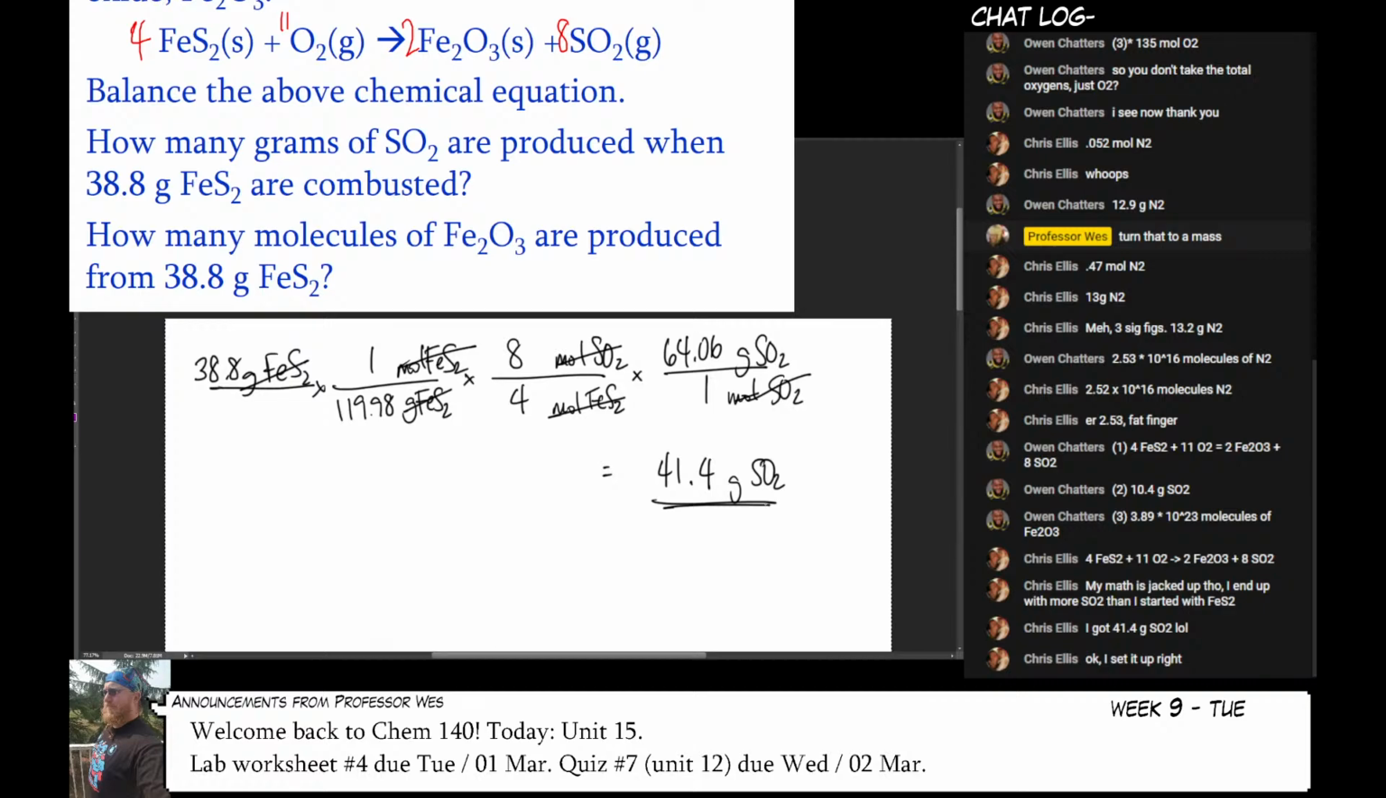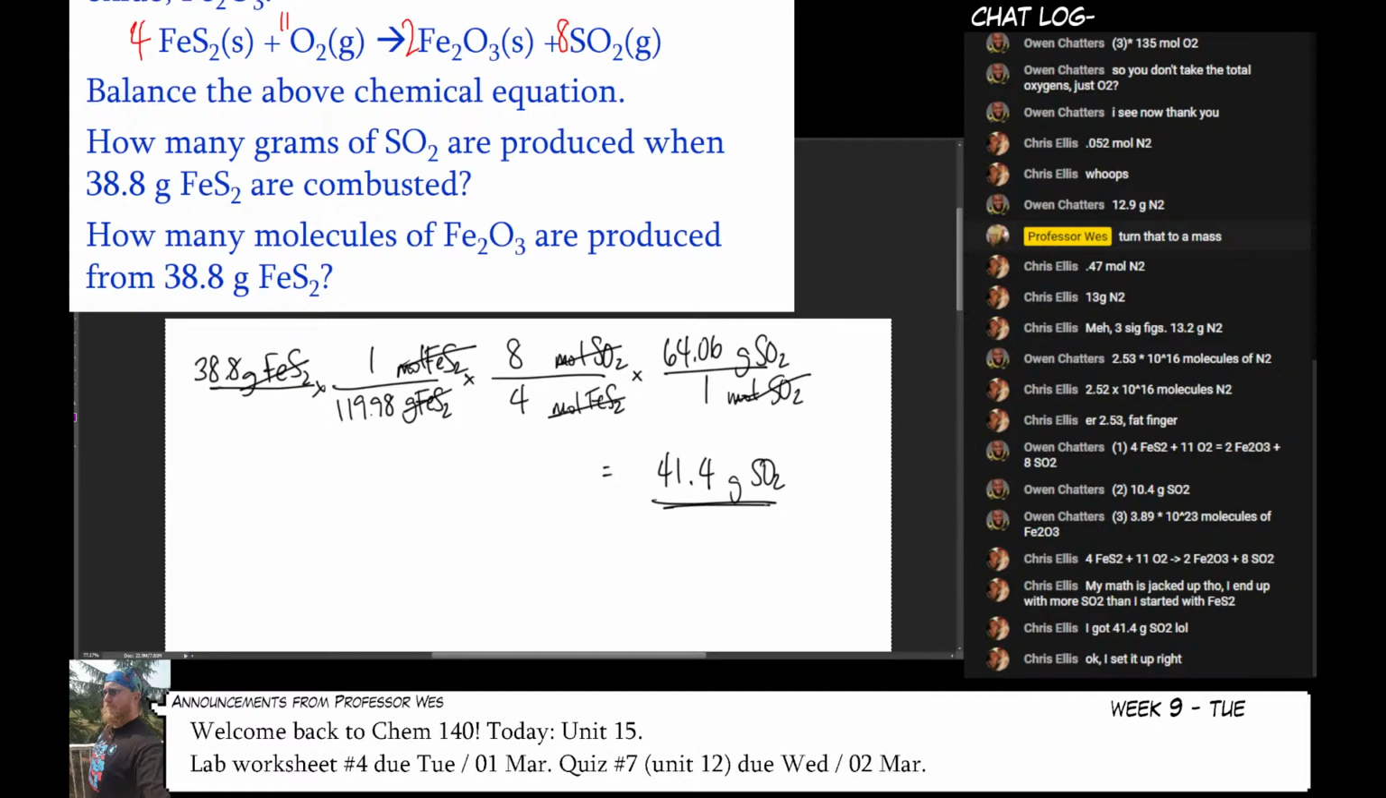Now, how can you get more of that than you started with? Well, it's easy. You're also adding oxygen, right? So, the sulfur that you had in the iron sulfide is a small fraction of the FeS2 that you started with, but the oxygen that you're combining basically doubles its mass. So, whatever half of 41.4 is probably the mass of sulfur that you used.